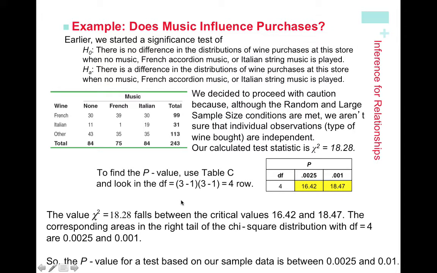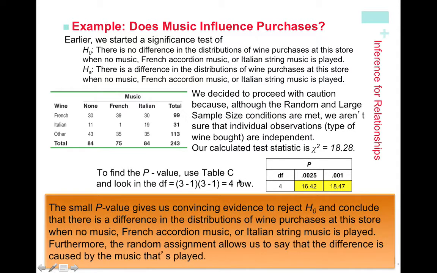I taught you how to use the chi-squared CDF command. So you can use the chi-squared CDF, so 18.28, comma, positive infinity, comma, 4 for the degrees of freedom to get your p-value. So again, just like before, if the p-value is small or less than your significance level, you reject, and you're able to conclude the alternative.